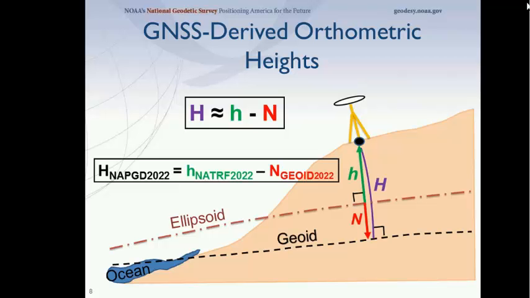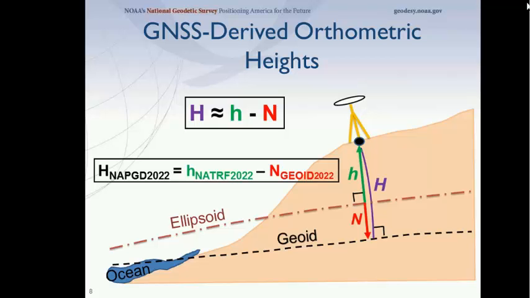More specifically, the way you will get an orthometric height in the new geopotential datum of 2022 is you'll take your ellipsoid height, which will be in this other datum, the horizontal portion of our datum. That's going to be its official name, NATRF2022, and then you'll difference it with the geoid height from the Geoid 2022 model.